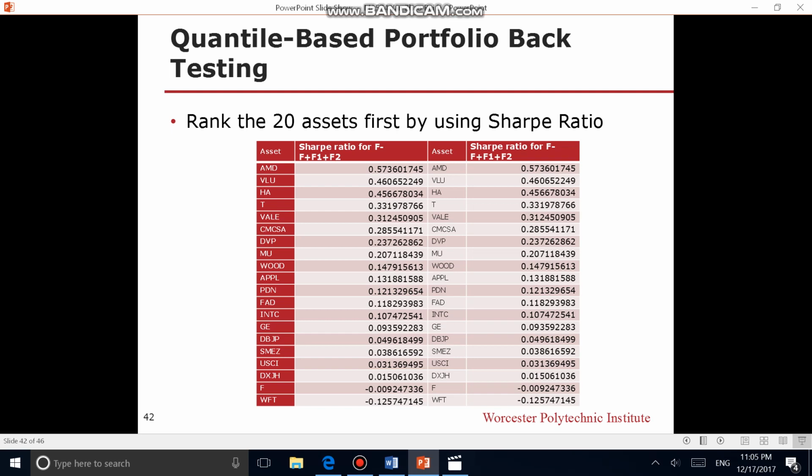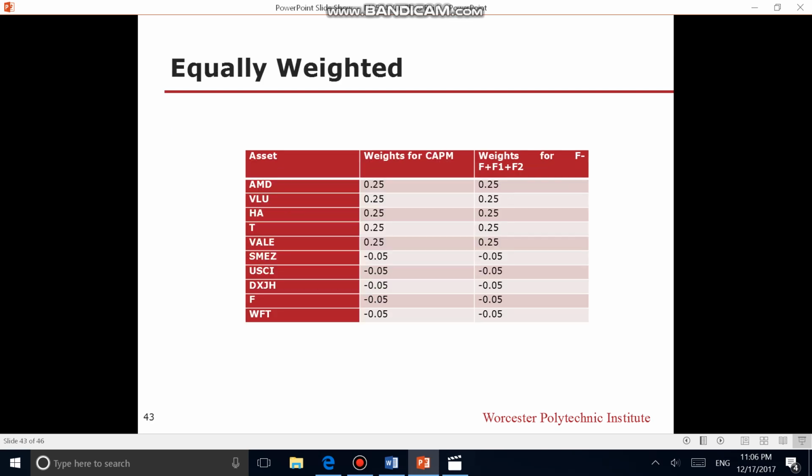And the final part is quantile-based portfolio backtesting. Here we list the 20 assets sequentially by using the Sharpe ratio. The top 5 are the 5 with the highest performance, and the lowest 5 are the 5 assets with the worst performance. And we choose equal weights to long the top 5 and short the worst 5.